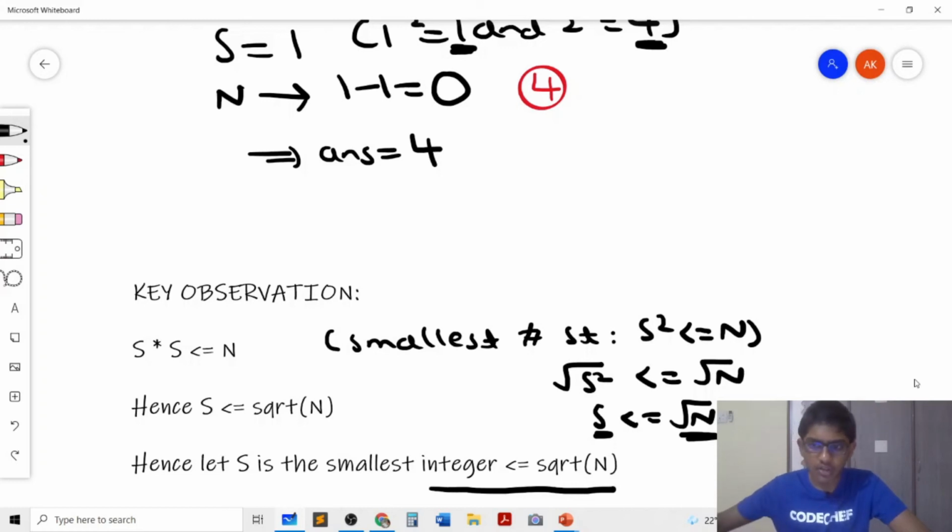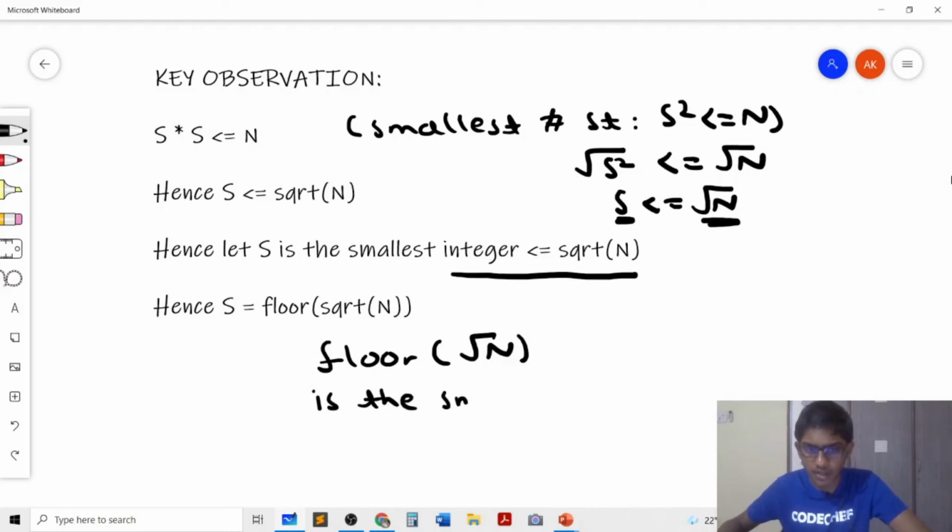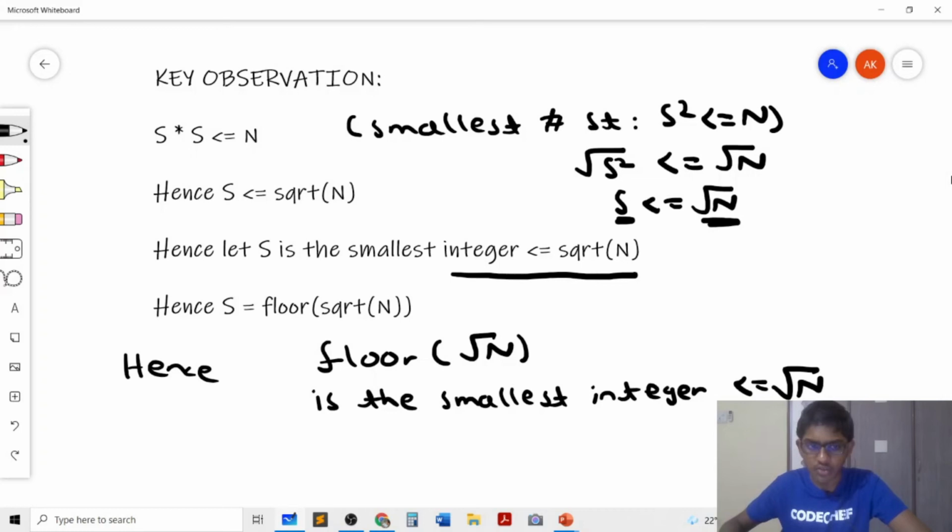And now if you recall what floor and ceiling functions are, you should immediately realize that floor of some number, let's say square root of n, is the smallest integer less than or equal to that number, and in this case that number is square root of n. Hence we just use this function floor of square root of n to find the value of s. So hence we just obtain that s is floor of square root of n.